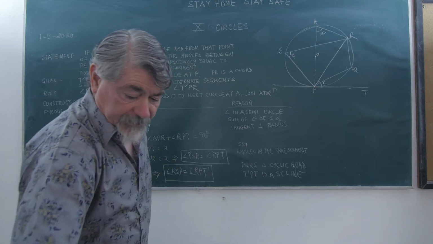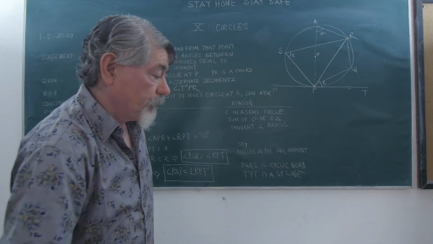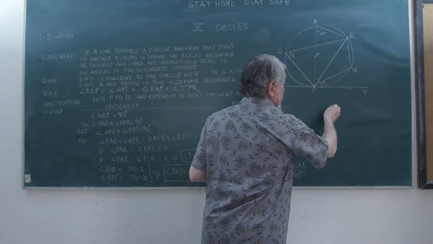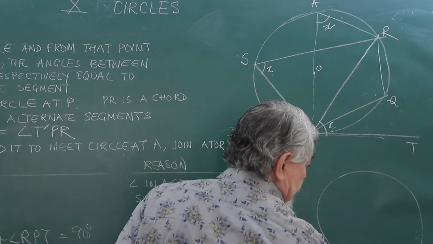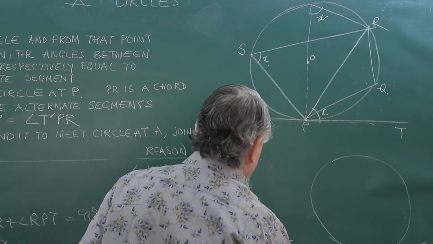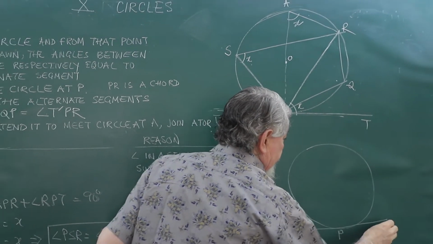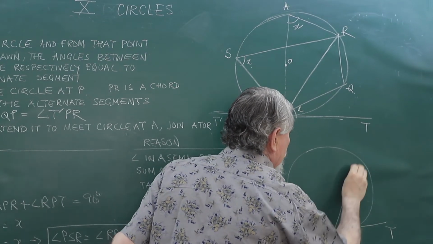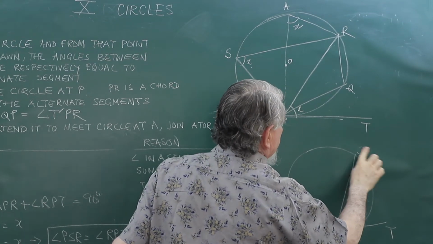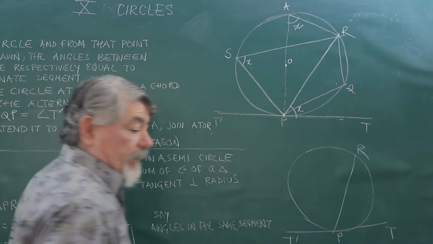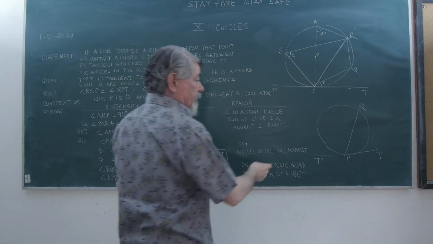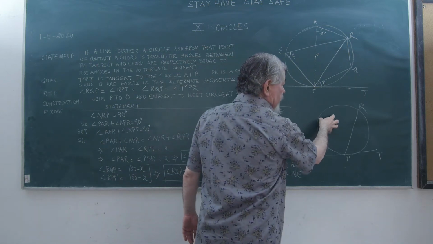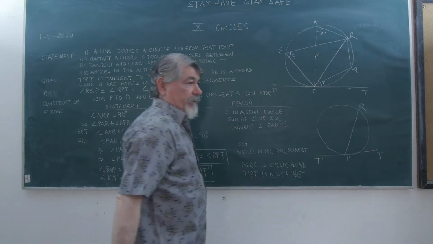So please just look here. I'll draw another figure for you. Like this is T'PT, and this is a chord drawn PR. Now this chord PR divides the circle into two segments. One segment is this one, major segment, this is minor segment.